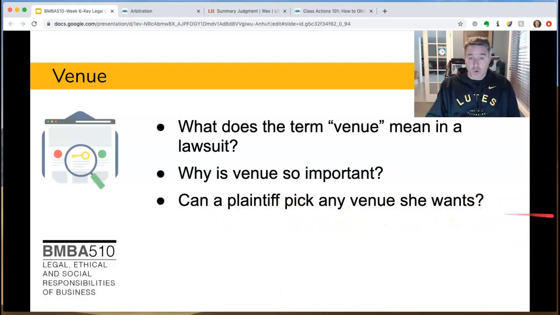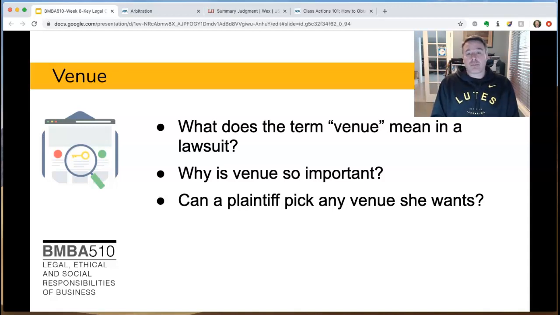And the answer to that is no. It can't be any venue. It has to be a venue that has jurisdiction over the case. So if I'm having a dispute with my neighbor, I can't sue him in Florida to try to make him incur the expense of going to Florida as a tactic, because I have no connection with Florida, he has no connection with Florida, and our dispute is based here in Washington. Florida is not a proper venue for that dispute.